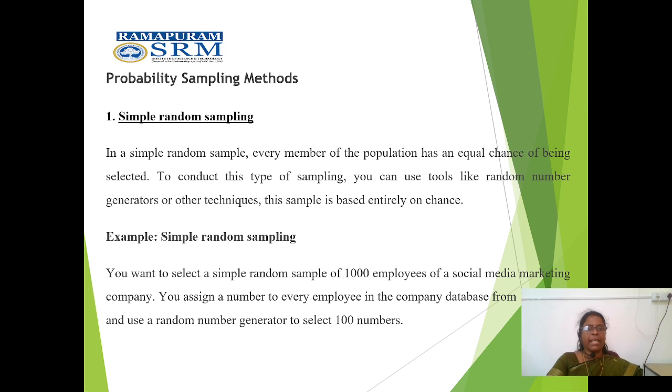Example for the simple random sampling. Suppose you want to select a simple random sample of 1000 employees of a social media marketing company. You assign a number to every employee in the company database from 1 to 1000 and use a random number generator to select 100 numbers.